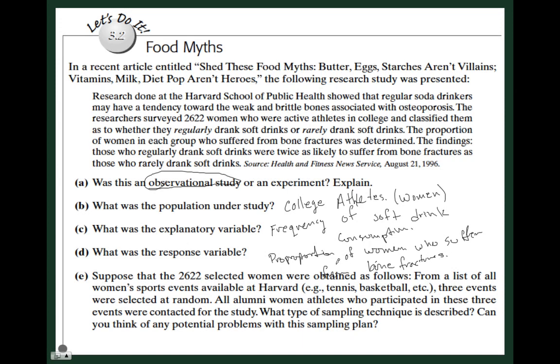Okay, so part E. Suppose that the 2,622 selected women were obtained as follows. From a list of all women's sports events available at Harvard, 3 events were selected at random, and all alumni women athletes who participated in these 3 events were contacted for the study. What kind of sampling technique is described? Well, this is what we would call a cluster sample.